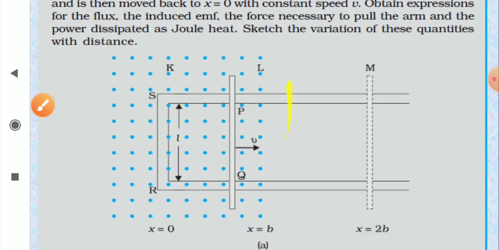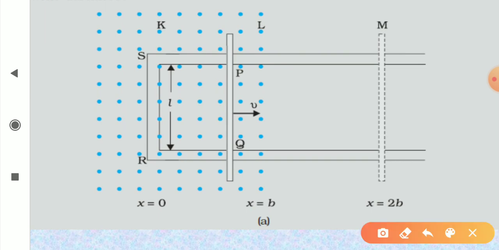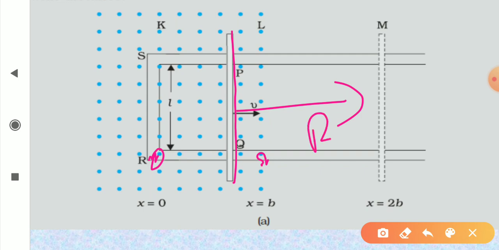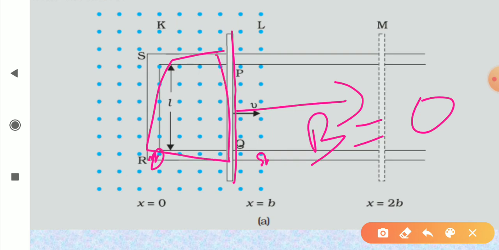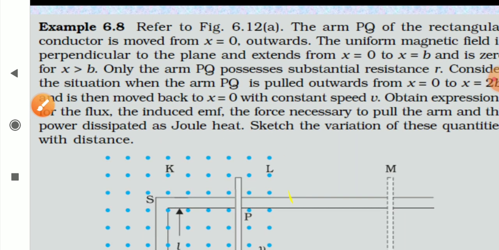So let us look at this diagram first. According to this question, this PQ conductor is moved out and the magnetic field extends from x equal to 0 to x equal to b, and beyond it the magnetic field is 0. Now the magnetic field is set up normal to the plane of the paper, so it is parallel to the area vector of this closed loop, right? And let's see what they next say.